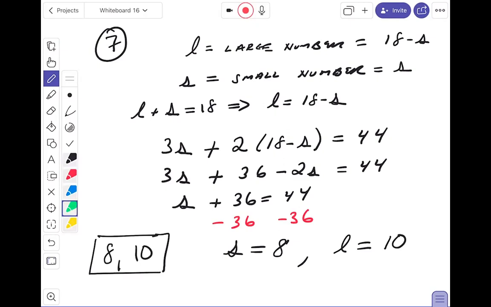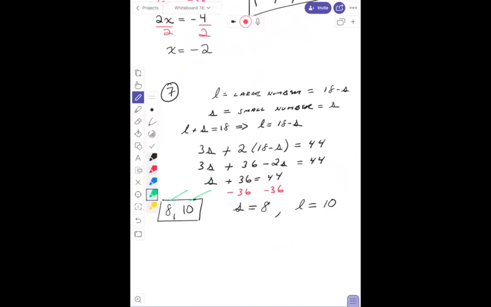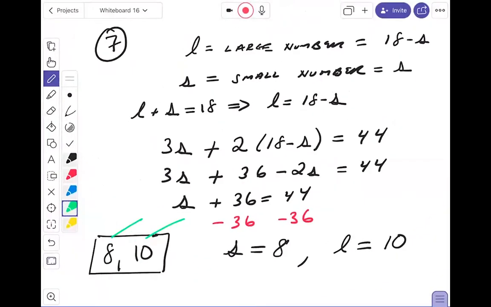And now we're going to see what the answer key says. What does the answer key say? 8 and 10. All right. We're done with the homework. It didn't take long to get through that, and I'm hoping you can do that pretty quickly.